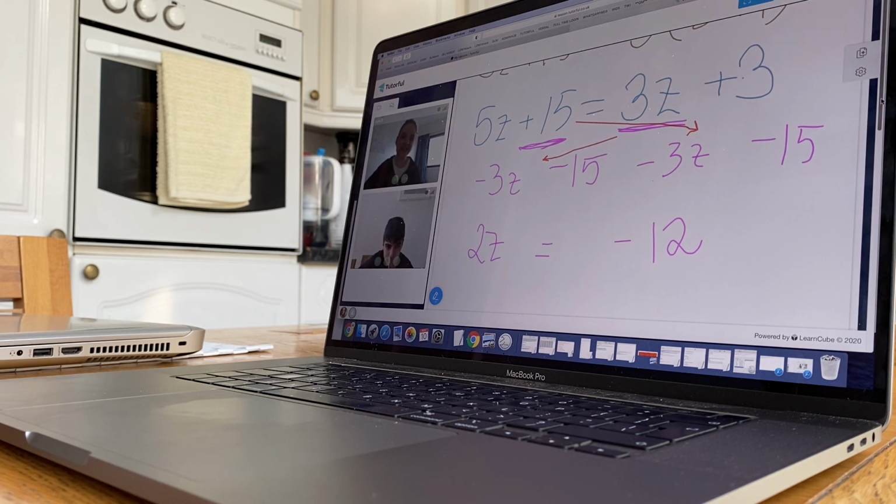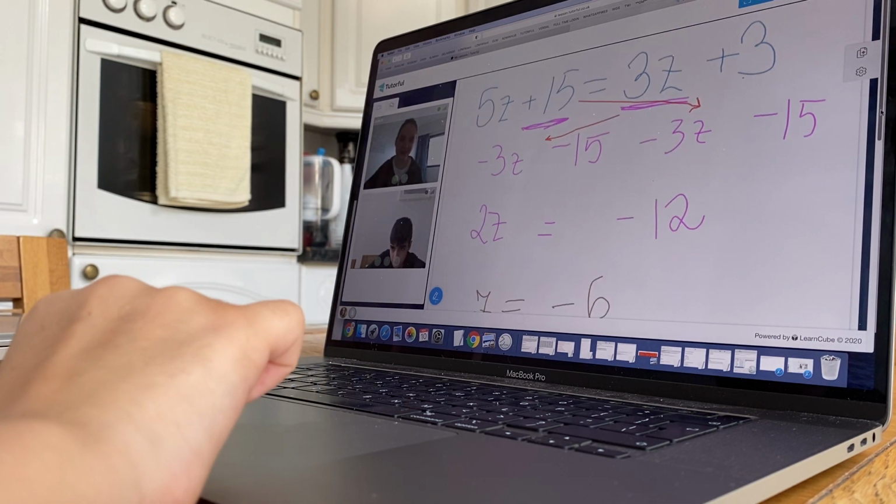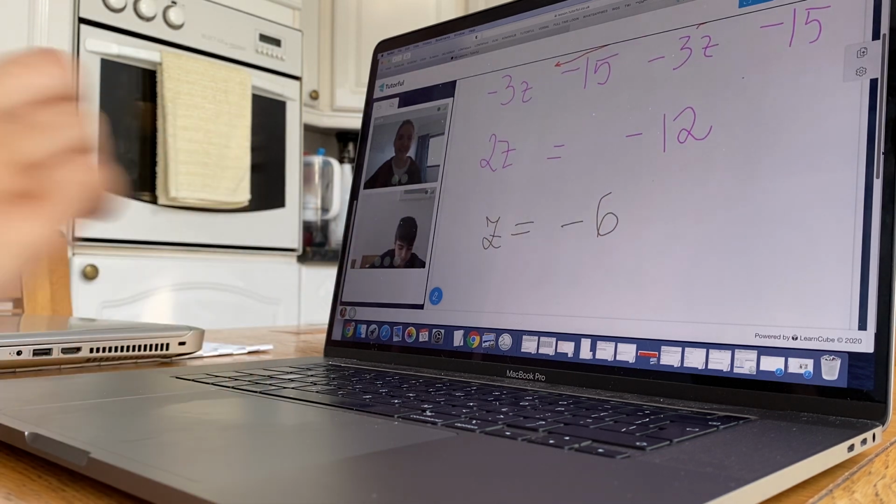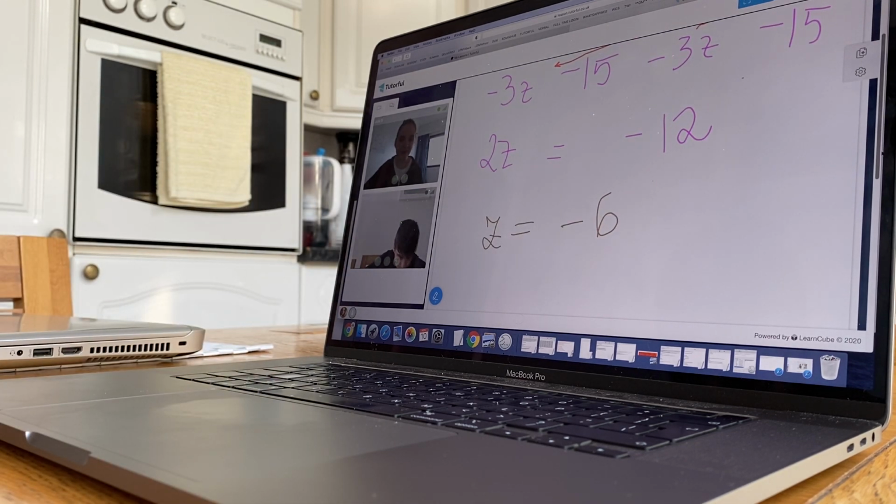So 2z is equal to minus 12. What's z going to be equal to? Minus 6. Perfect. Good catch with the negative. We know that the 2 is positive, so the negative has to come from the z. We have very similar rules for dividing by negatives as we do for multiplying.